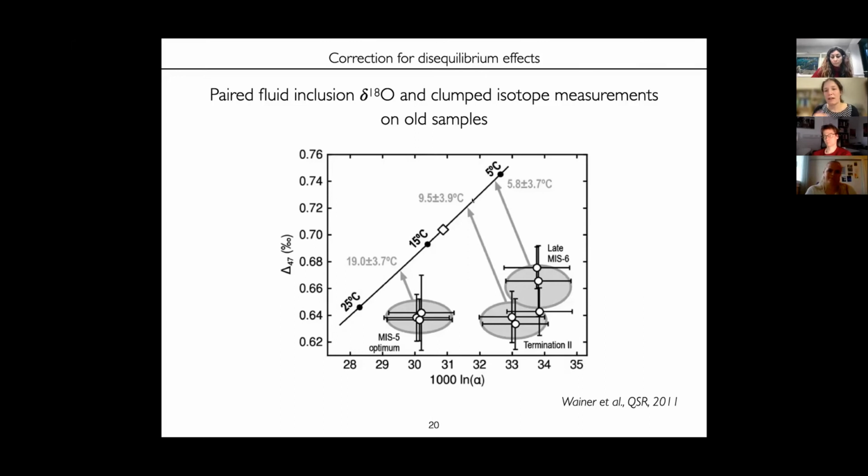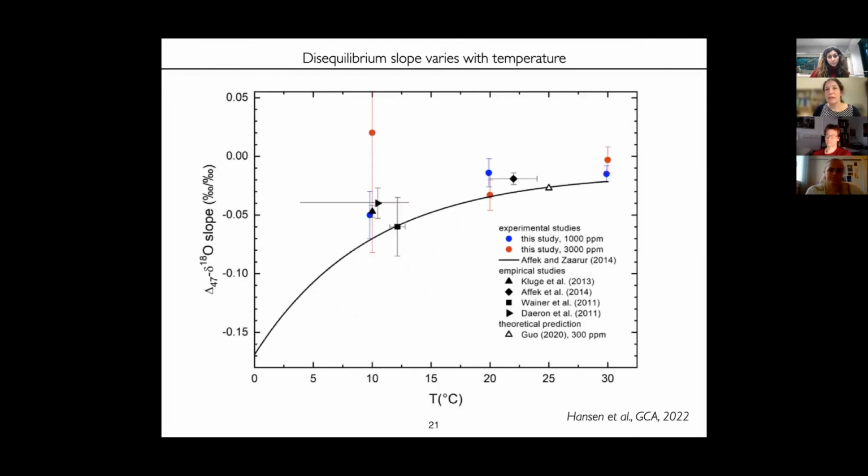But of course, the big assumption here is that this relationship between the two effects is linear and stays the same over time. And there are indications that this relationship between the disequilibrium effects on clumped isotopes and oxygen isotopes may actually be temperature sensitive itself, which then of course complicates things.